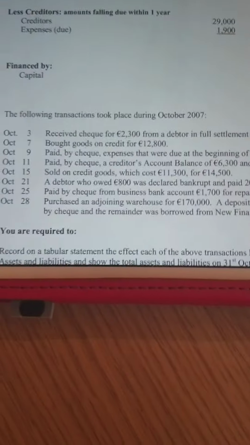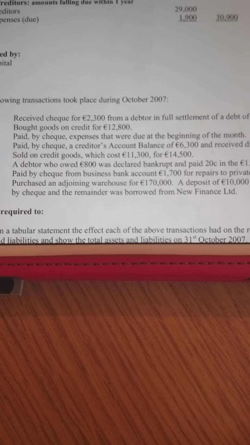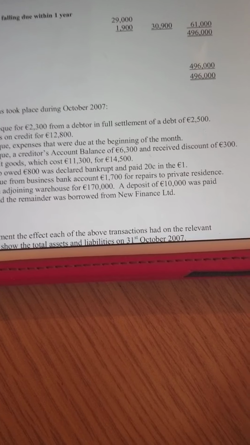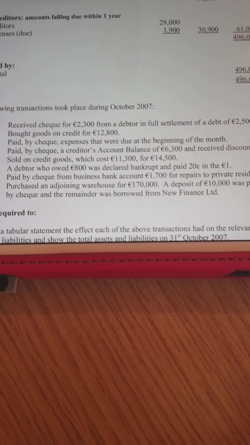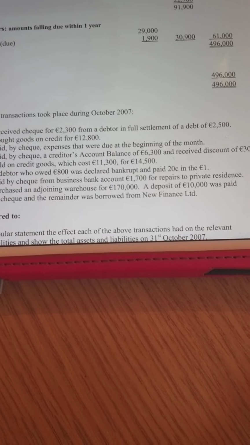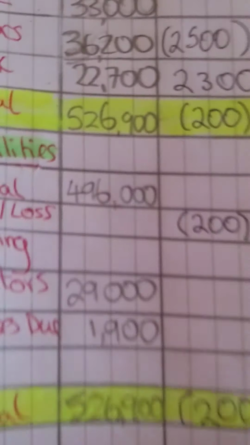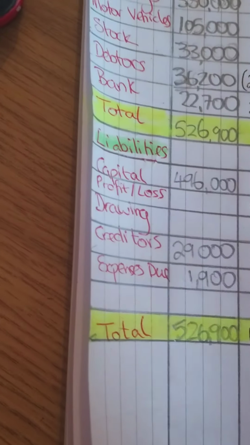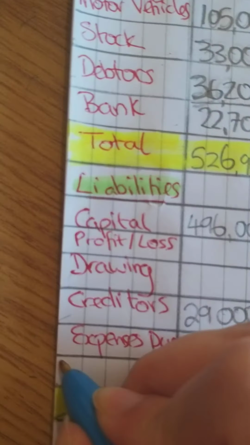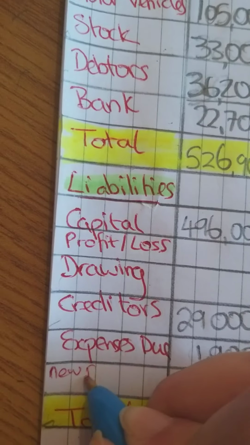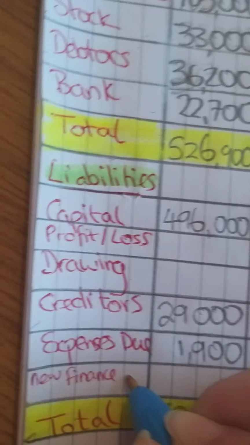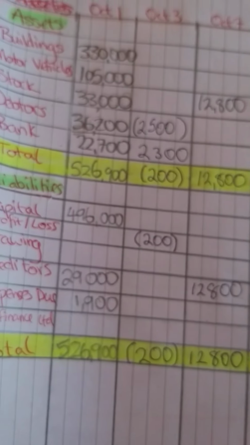Okay, so on to the last one. Purchased an adjoining warehouse for 170,000. A deposit of 10,000 was paid by cheque and the remainder was borrowed from New Finance Ltd. Okay, so that's where we're going to put in here, New Finance Ltd.